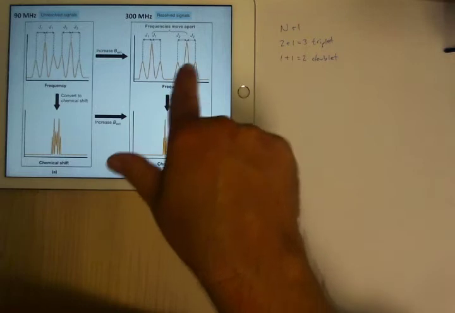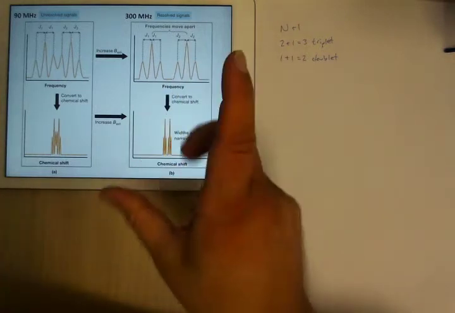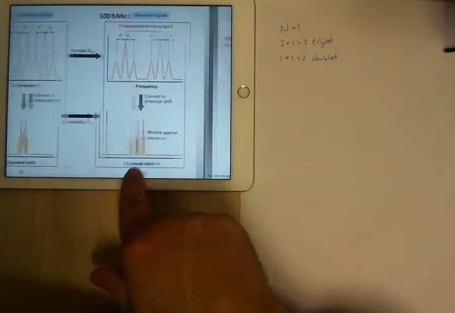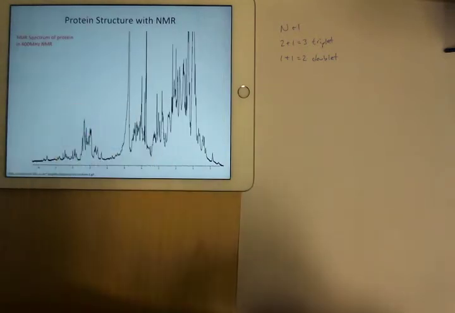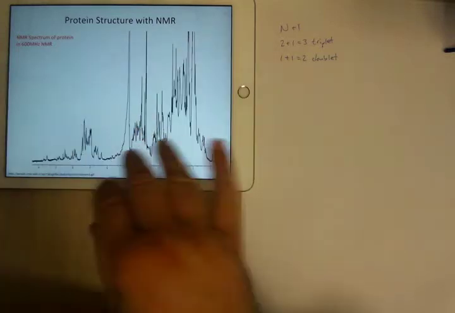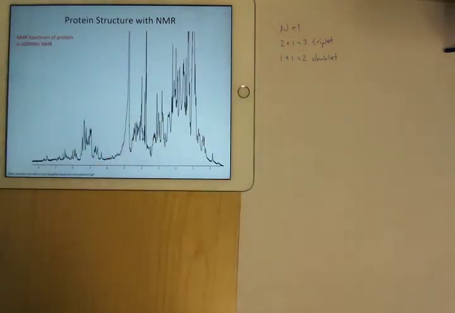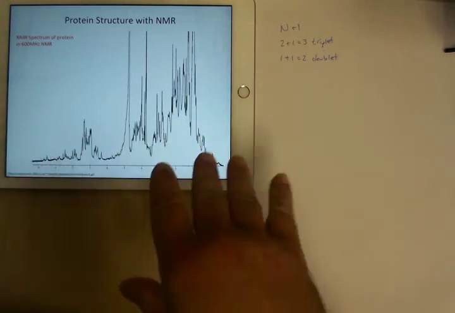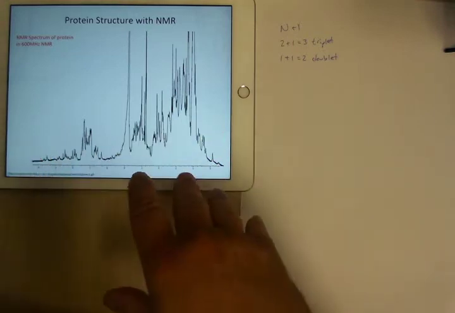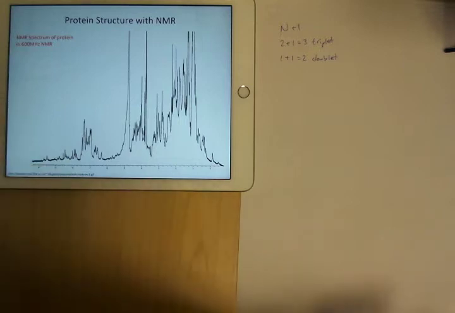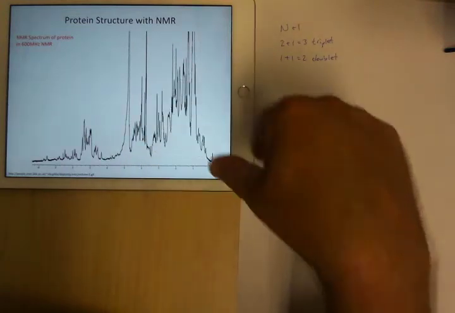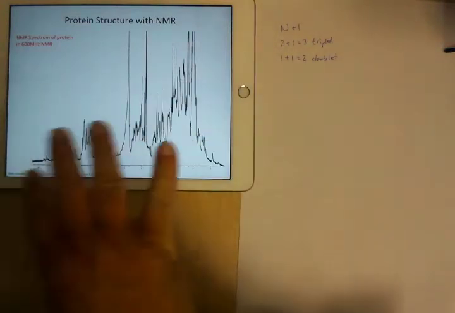On the 300 megahertz machine, because it has a bigger magnet, you're able to narrow the gaps a bit. This becomes important if you're looking at very complex molecules. So this is a hydrogen NMR on a protein. If you think about all the hydrogens on a protein, even on a 600 megahertz machine, it still looks like this. I can't imagine what it'd be like on a 90 megahertz machine, one big blob. That's why we need these.